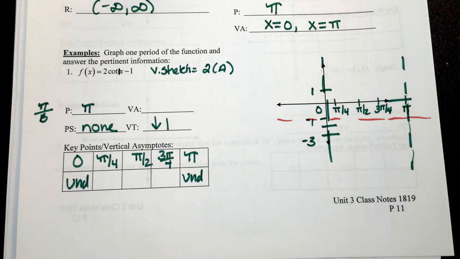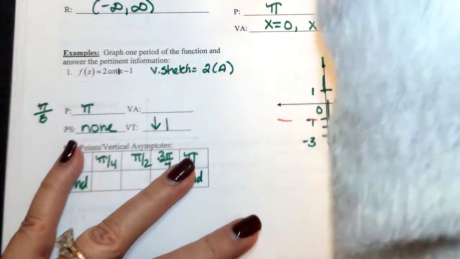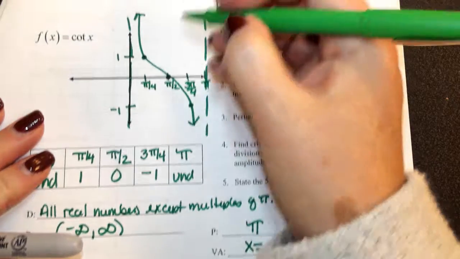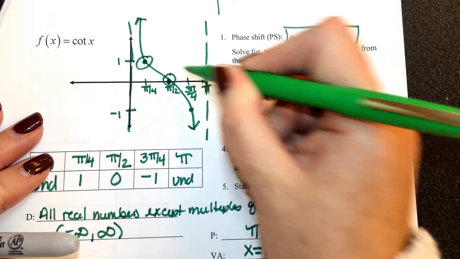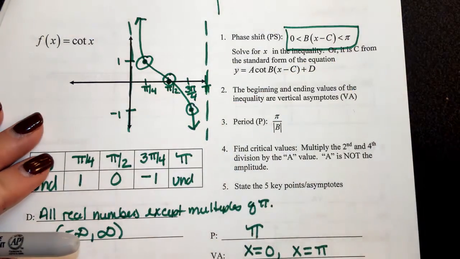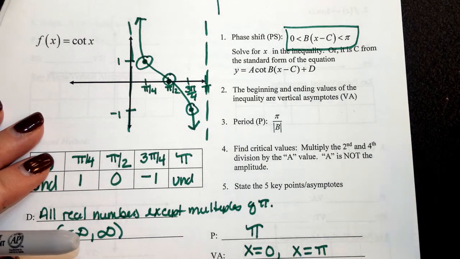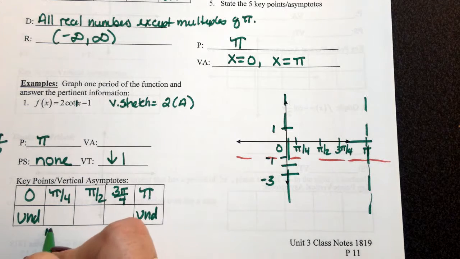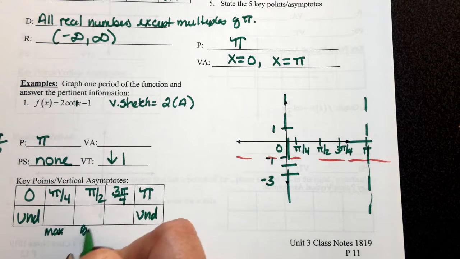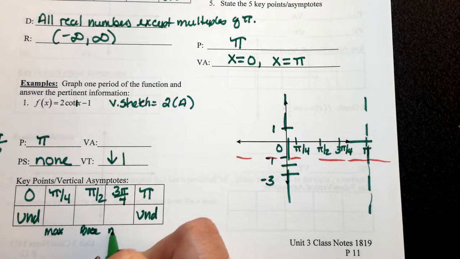There is no reflection. So looking at your parent function, remember, we started with a point above the baseline, then it was a baseline point, and then the point was below. It's opposite of the tangent. So if you want to help remember what we've been talking about, at pi over 4 will be a max, pi over 2 is a base, and then 3 pi over 4 is minimum. Remember, technically they're not maxes and mins because there is no max and min.